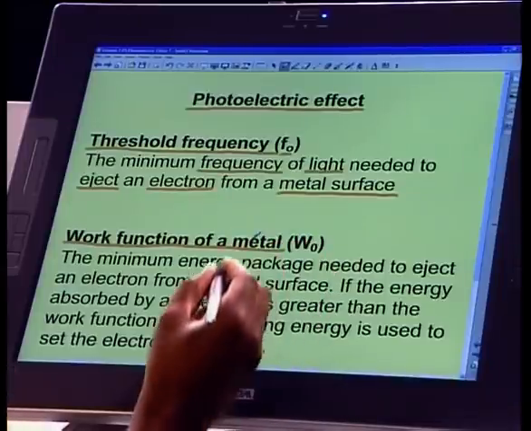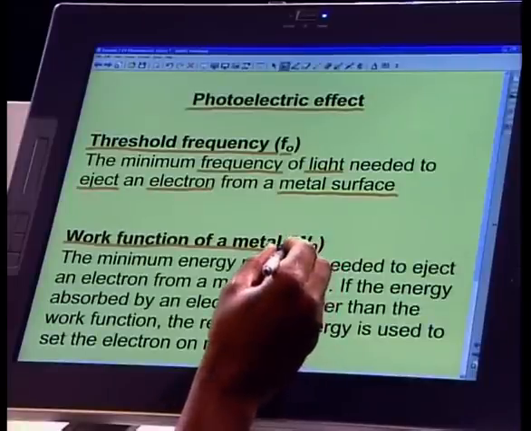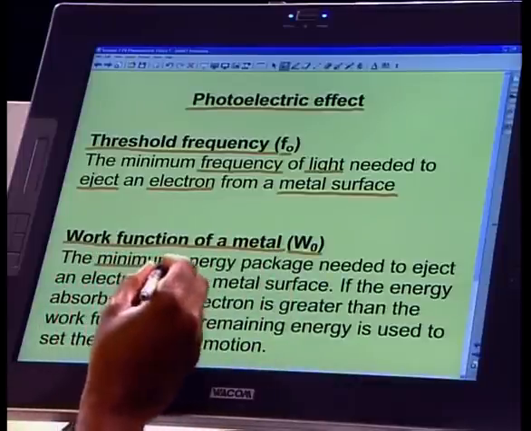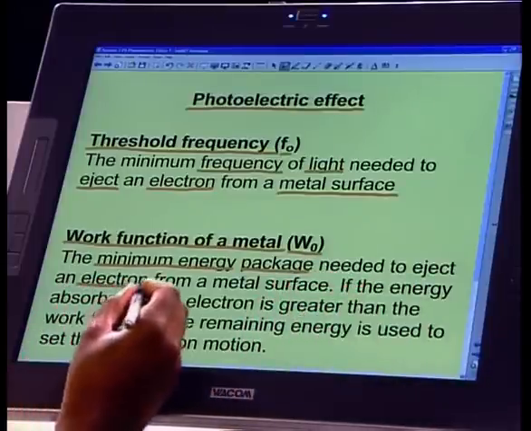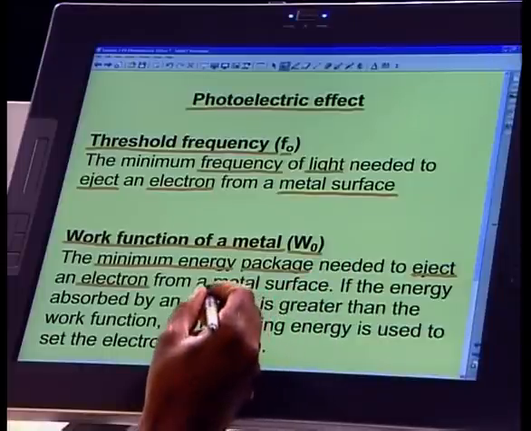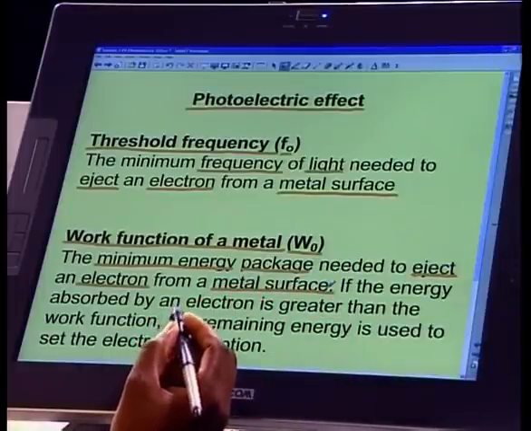Now, if you go back to mechanics, we know that work is when you expend energy, you make use of energy. Work is energy expended. So, in other words, work is defined in terms of energy. So, this work function here, we can also say that this work function is the minimum energy package that is needed to eject an electron from a metal surface.